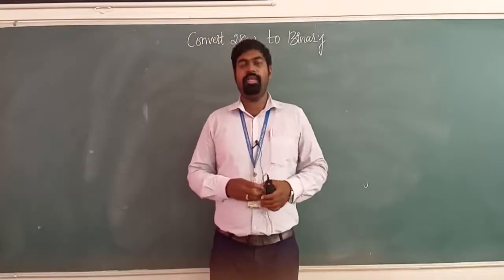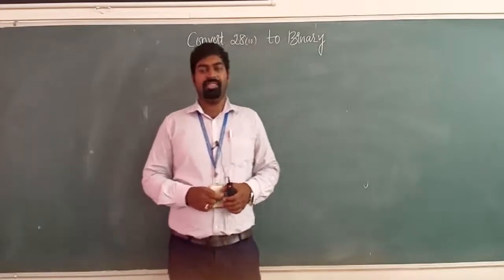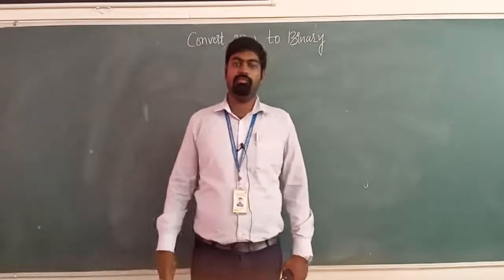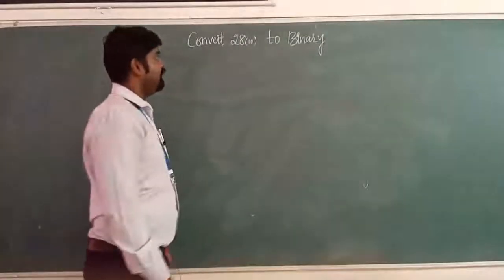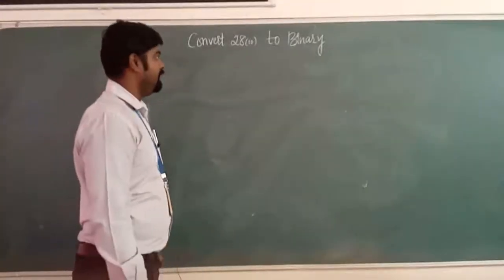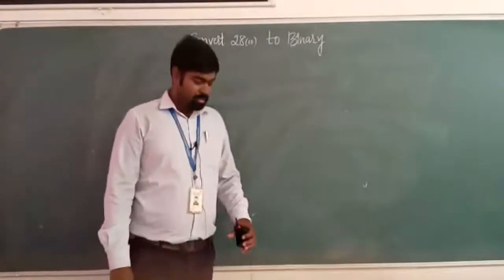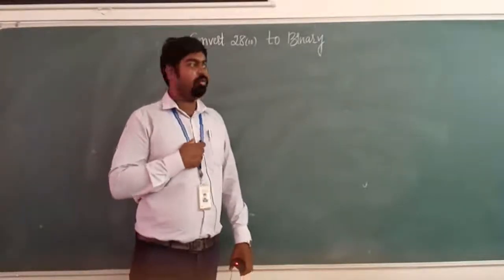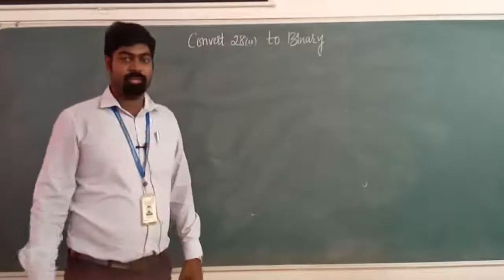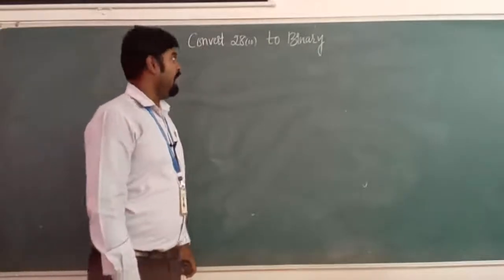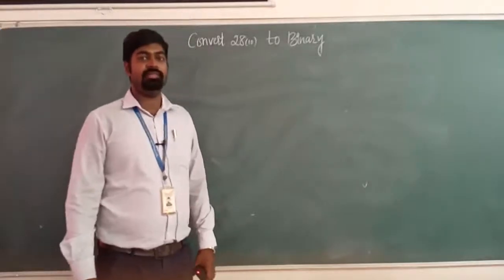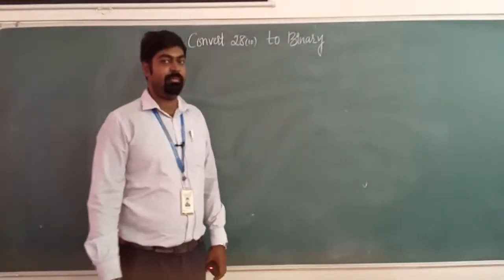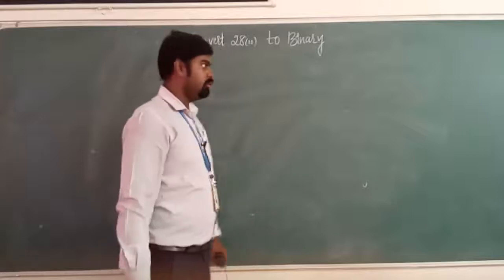Now let us quickly solve one more example on conversion of a decimal number into its equivalent binary. So the given number is: convert 28 to the base 10 to binary. Now what does the procedure say? The procedure says that we need to divide the number by 2, the base of the binary number, and write down the remainders at the side, and consider all the remainders from most significant bit to least significant bit, that is from bottom to top.